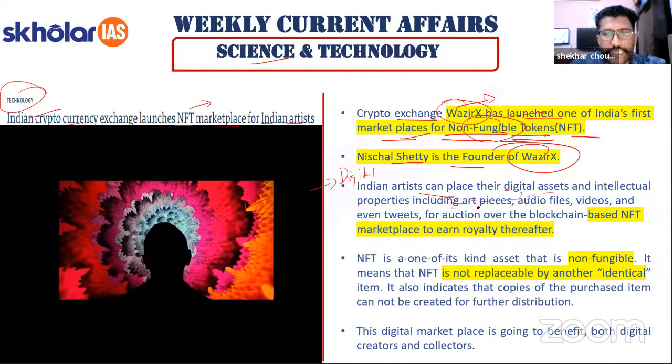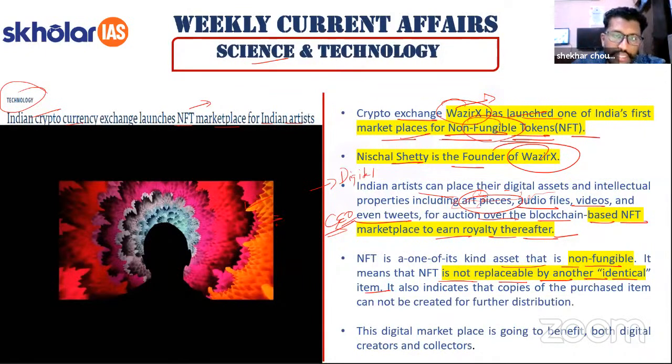Digital assets could be anything: your art piece, your audio file, video file, and even tweets. For example, the CEO of Twitter has auctioned his first tweet, and that is going to sell for billions of dollars, right? So it is an auction over a blockchain-based non-fungible token marketplace, to earn royalty thereafter. So an NFT is a one-of-a-kind asset, that is non-fungible. It means an NFT is not replaceable by another identical item.